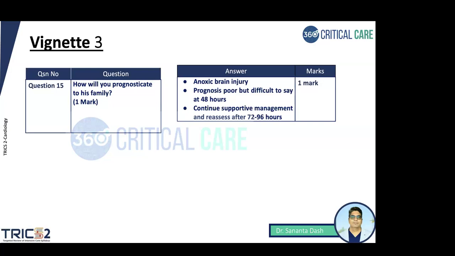If somebody asks you how you prognosticate at 48 hours, it's still short of the recommended time, which is 72 hours. And you cannot prognosticate a patient at 48 hours. You need more information. You have to wait till 72 to 96 hours. Suppose you start telling, no, the patient has poor prognosis and he will die because of the myoclonus. You don't take the time frame into account, then you are in trouble. You have to be very vigilant about what time frame they're talking about. It's specifically said twice in that vignette, 48 hours and 48 hours. So you cannot prognosticate at that time.